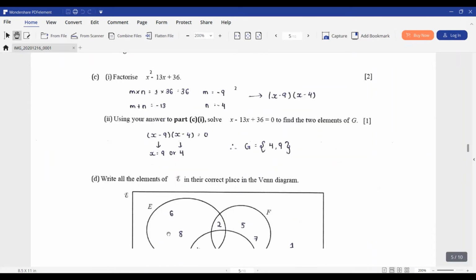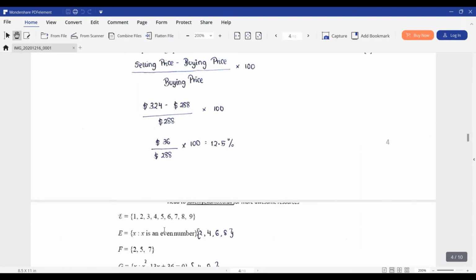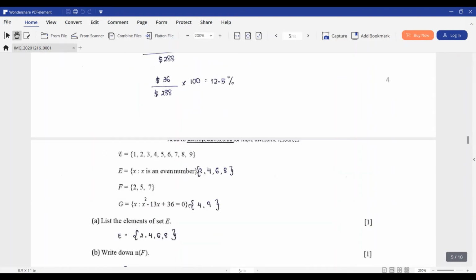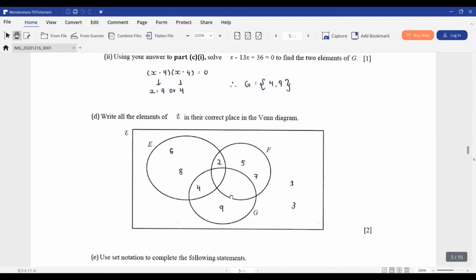Now let's see another number. 4, is 4 shared with any set? Yes, E and G share 4, so 4 goes in the intersection between E and G, so that's here.